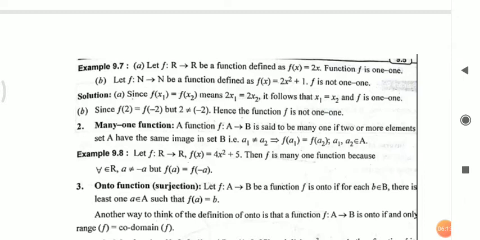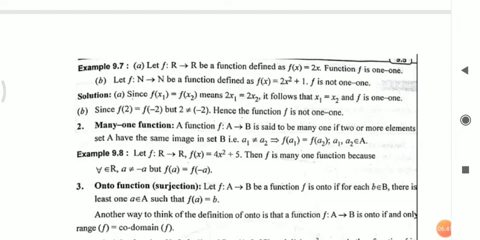Next is many-one function. Many-one function means many elements can be mapped to one element, so that if elements are not equal but images are equal. One example is given, that is 4x square plus 5. In this you can see that a and minus a, any real number, whether you put it in positive or negative, will give the same value, so that it is a many-one function.